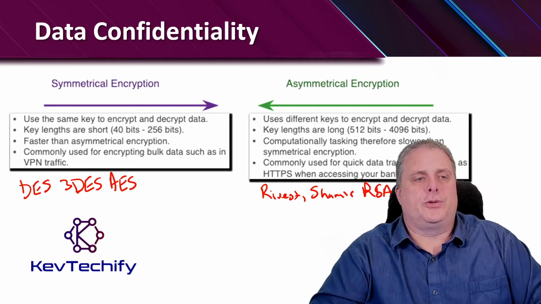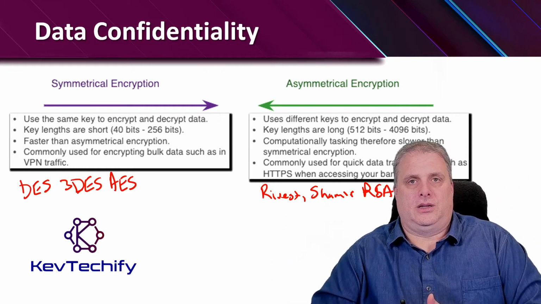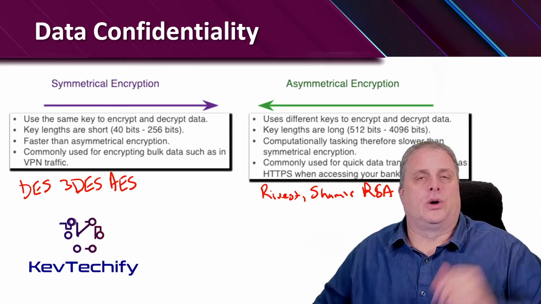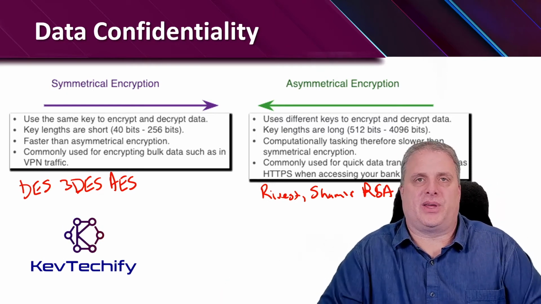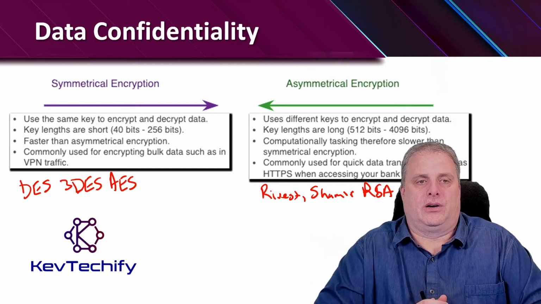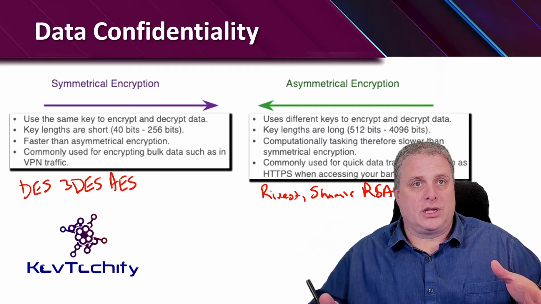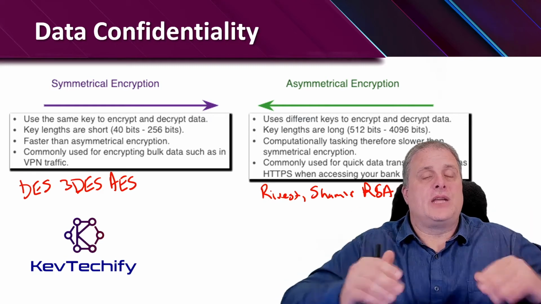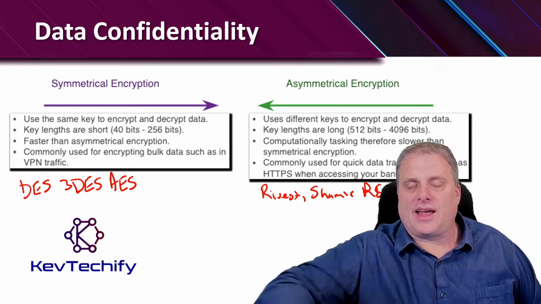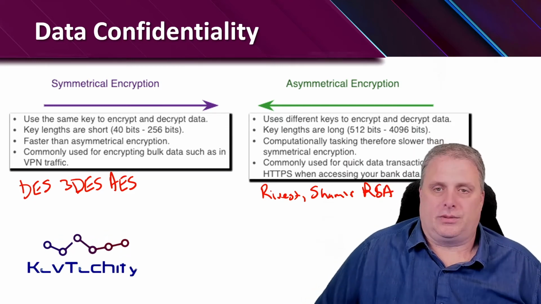Now symmetrical encryption, they use the same key to encrypt and decrypt the data. Key lengths are short, 40 bits to 256 bits. Because they're short, a lot of times people identify these as insecure. They are faster than the asymmetrical because they have shorter keys, less computation has to happen. They're typically used for encrypting bulk data, such as VPN traffic, where you're sending lots of data across that VPN. Typically, we're looking at symmetrical encryption here.